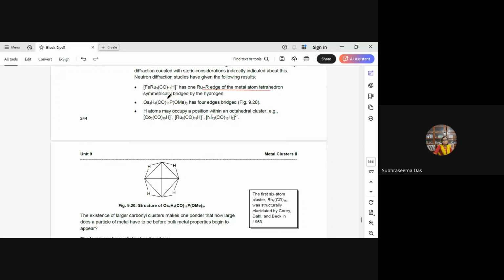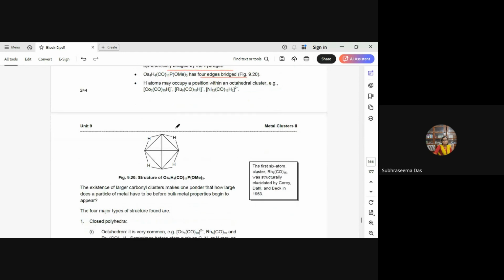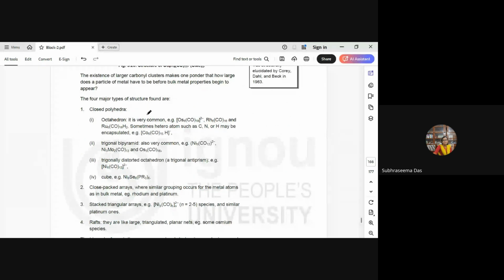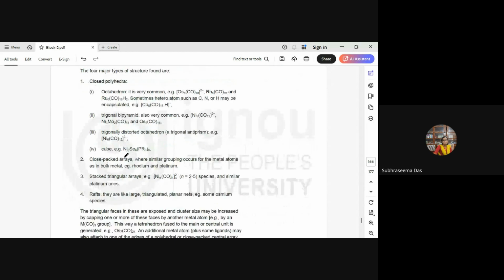RuRu edge symmetrically bridged by the hydrogen. The Os4H4(CO)11(PMe3) has four bridged edges, and the hydrogens occupy positions in this octahedral cluster. So look, based on the XRD data, the structure was found to be this. Thus the four major types of structure can be categorized as closed polyhedra: either an octahedron, trigonal pyramid, trigonally distorted octahedron, or a cube.